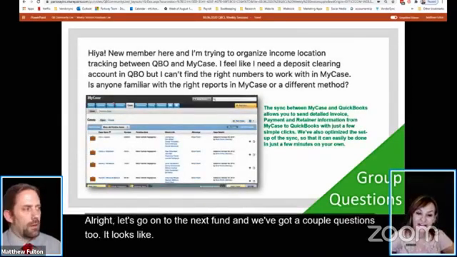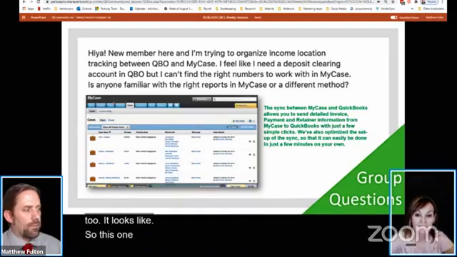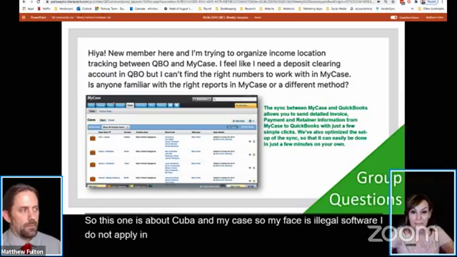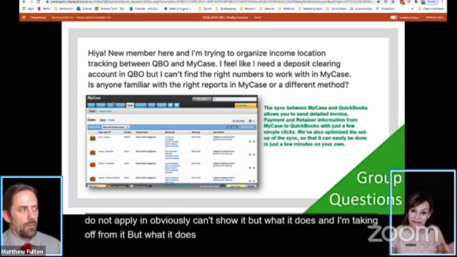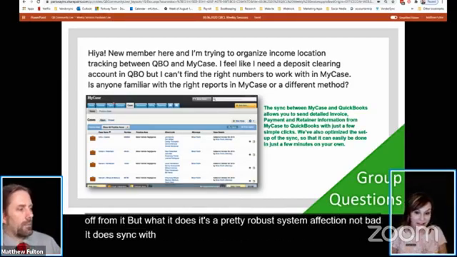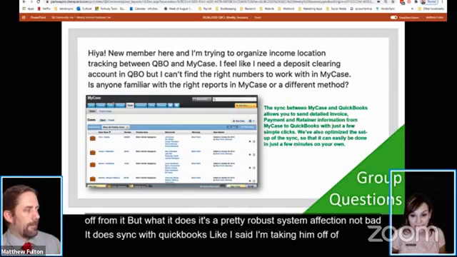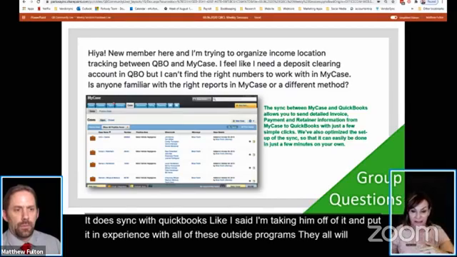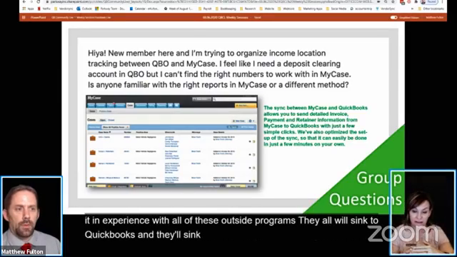Okay, so this one is about QBO. In my case, my case is a legal software. I do have a client in it, obviously can't show it. I'm taking them off of it, but it's a pretty robust system. It's actually not bad, and it does sync with QuickBooks. Like I said, I'm taking him off of it and putting him on Lean Law, so I don't have any experience with it. But all of these outside programs will sync to QuickBooks, and they'll sync just the data that is inside of that program.